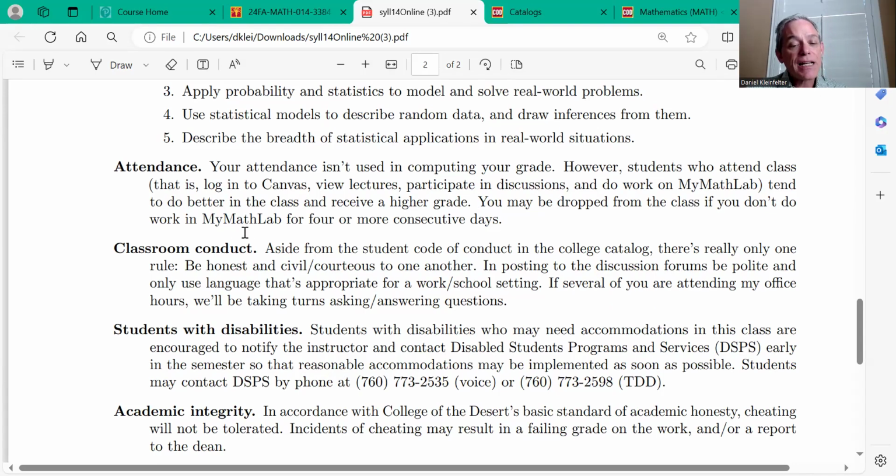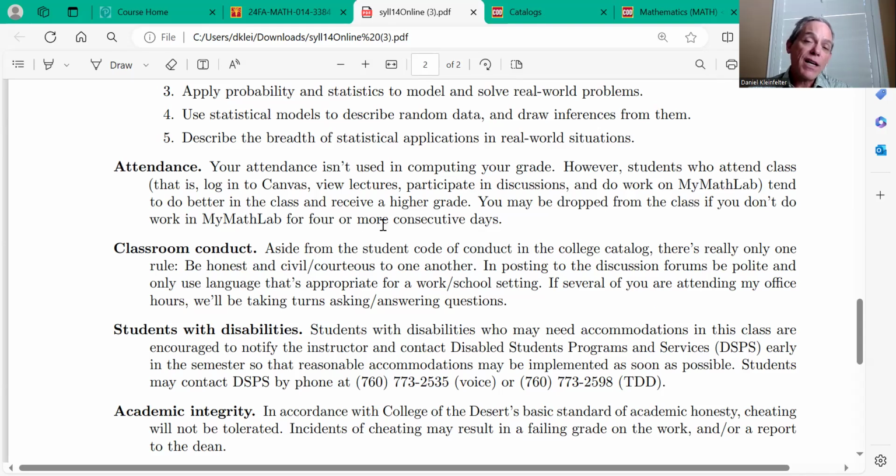You may be dropped from the class if you don't do work in my math lab for 4 or more consecutive days. So sometimes people in an online class tend to just kind of disappear. And if I feel that you've disappeared by not doing any work for 4 or more days, I may end up dropping you from the course.